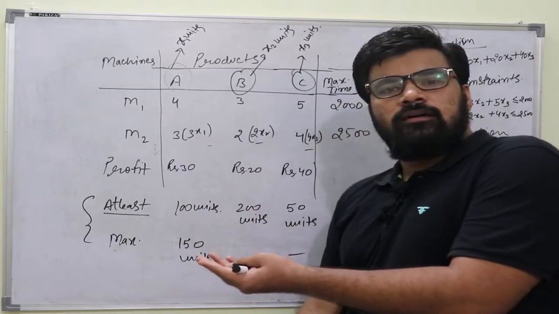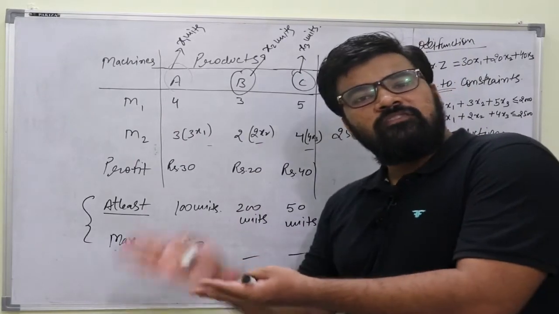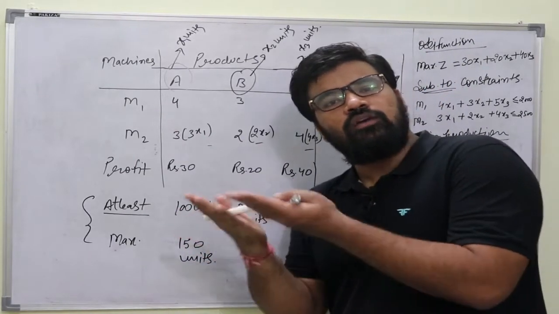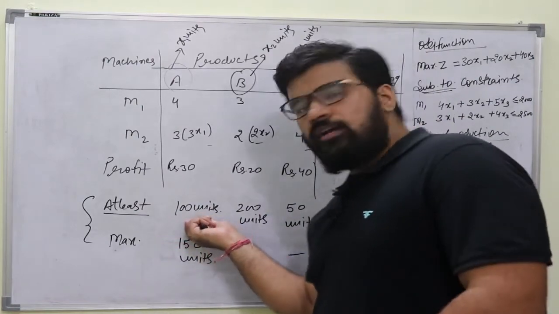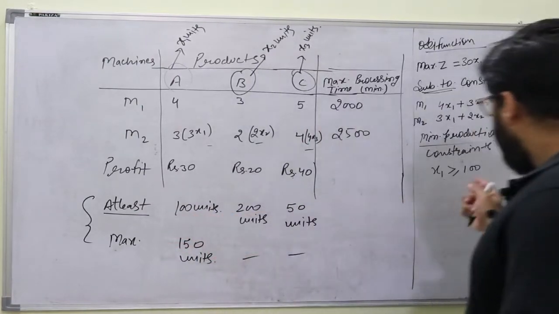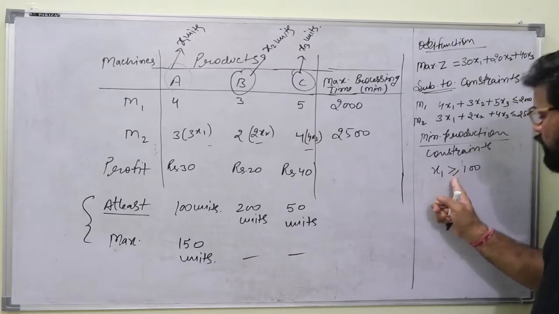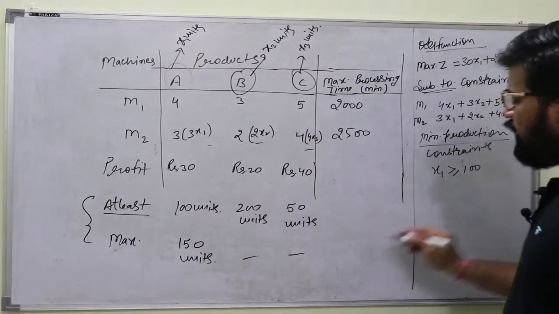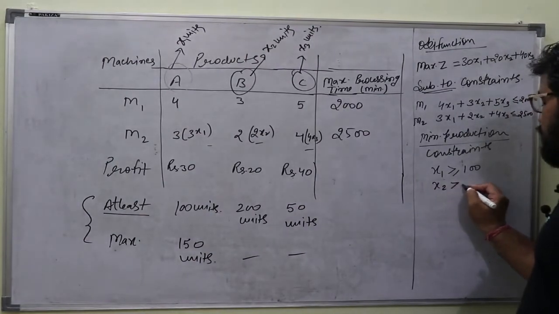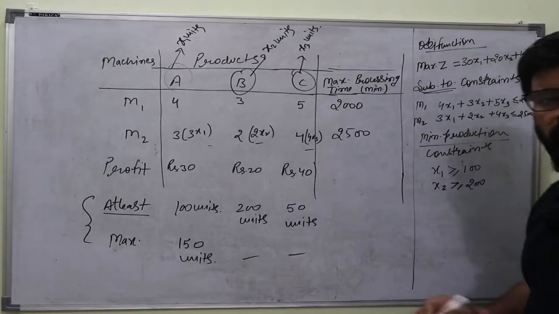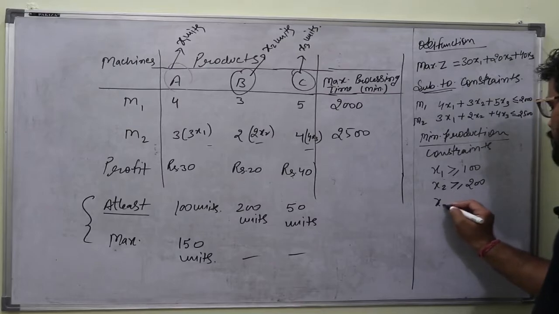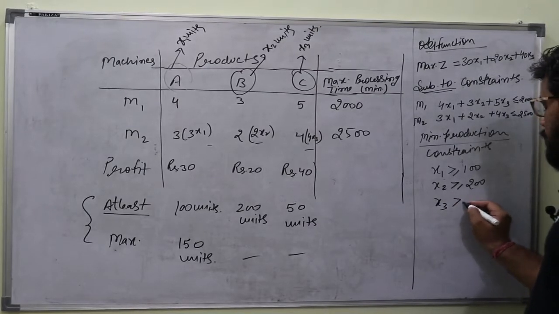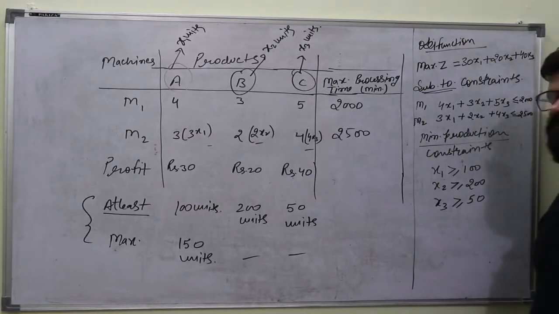Less than this will not work, less than 100 will not work, at least. The Hindi of at least is कम से कम. So minimum 100 units should be there. So that is why I am saying it should be equal to 100 or greater than 100. It will work. Similarly for B, x2 should be greater or equal to 200. Again minimum at least is 200, and for the third, x3 should be greater or equal to 50.